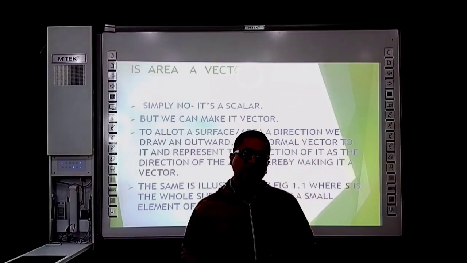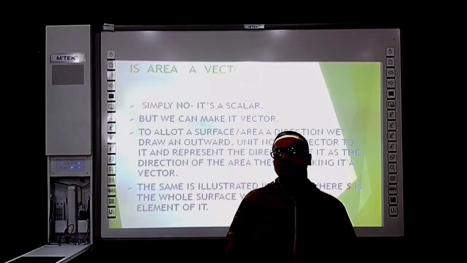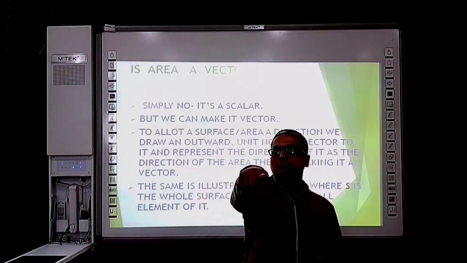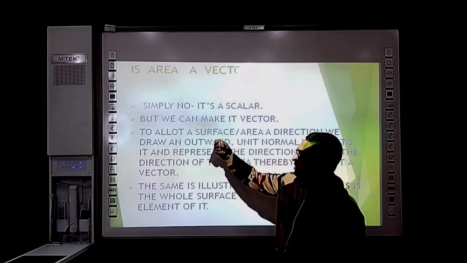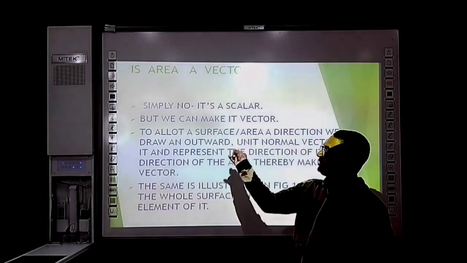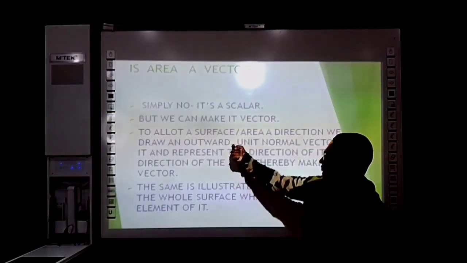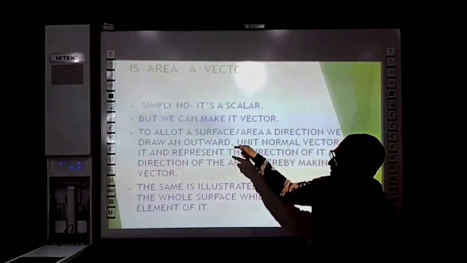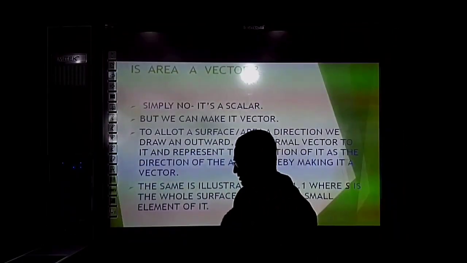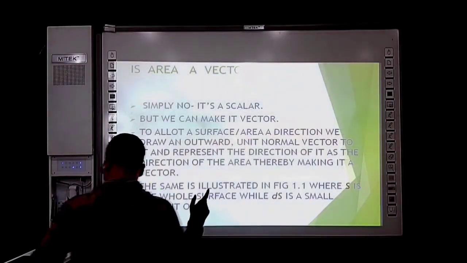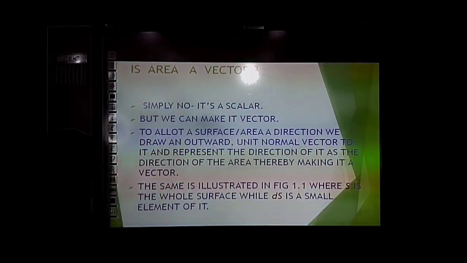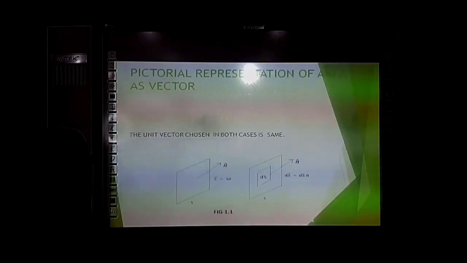The way is that we put some unit vector which is outward, going out. Suppose this is the board and the direction of the vector will be like this, not like this. So it will be coming outward and also normal to the surface. That means I'm making a 90-degree angle with the surface. So that's the way we can make it a vector. So area is now a vector.